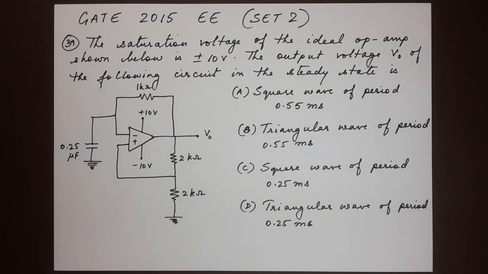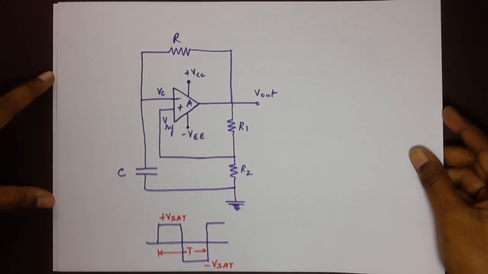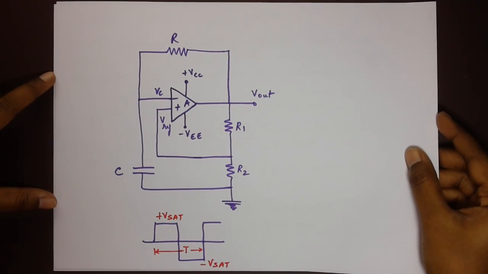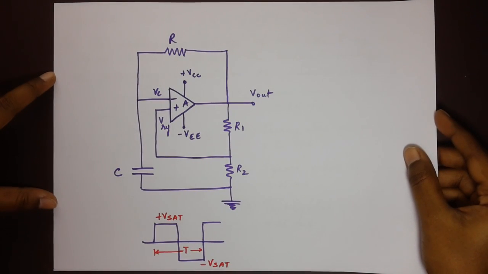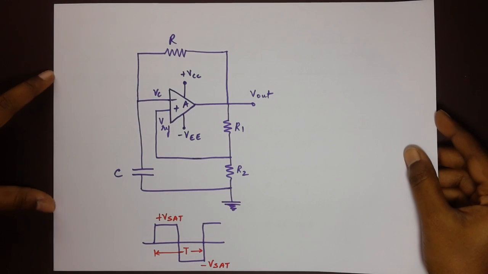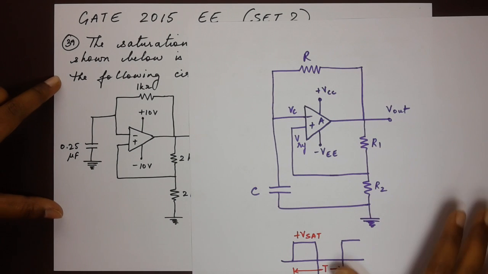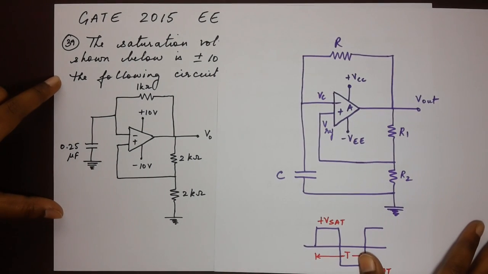Now, this op-amp given here resembles an op-amp multivibrator, or more specifically, it resembles an astable op-amp multivibrator. Now, I have drawn the figure here of an astable multivibrator. So, if you see carefully, this general diagram of an astable op-amp multivibrator is exactly similar to what's given to us in the question.